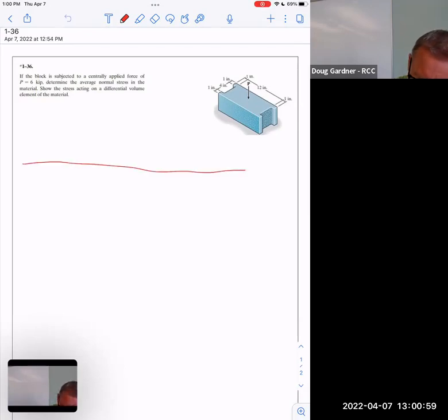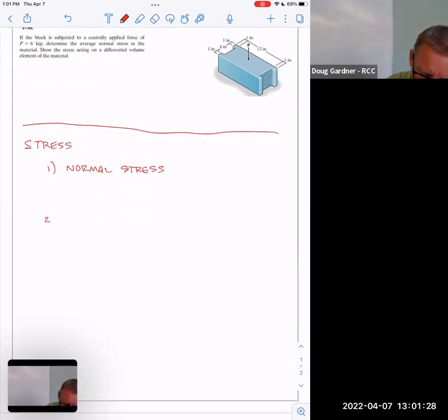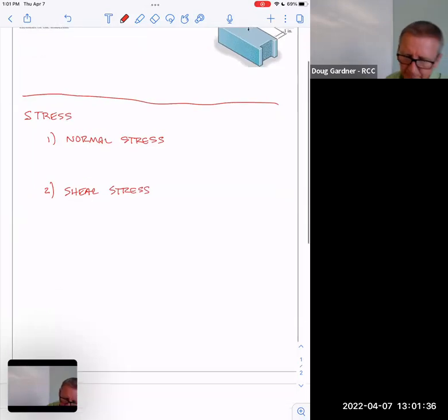So there's really two kinds of stress. One of them is called normal stress. And we've been dealing with the concept of normal for quite some time, and normal really gets at the idea that it's perpendicular to something. And then there's also shear stress. So the idea is kind of like this.